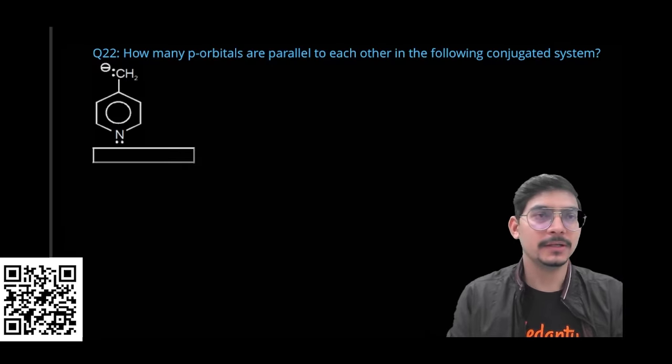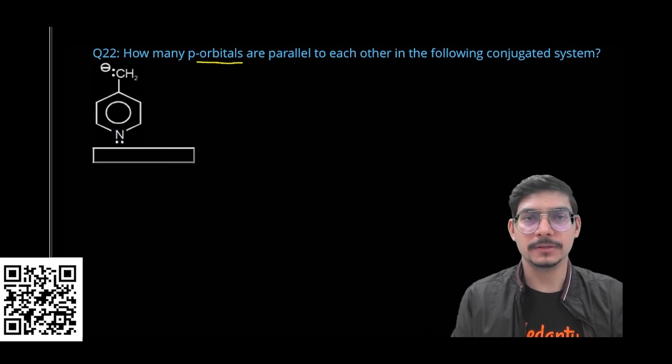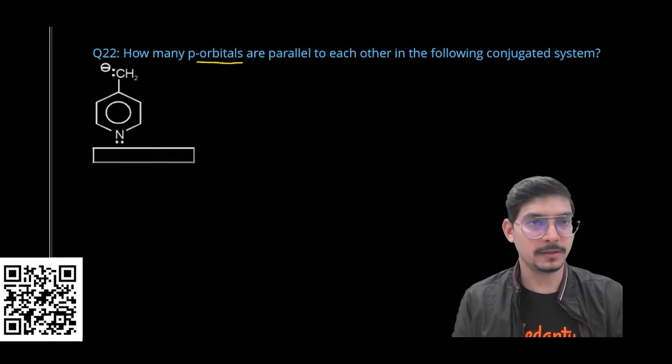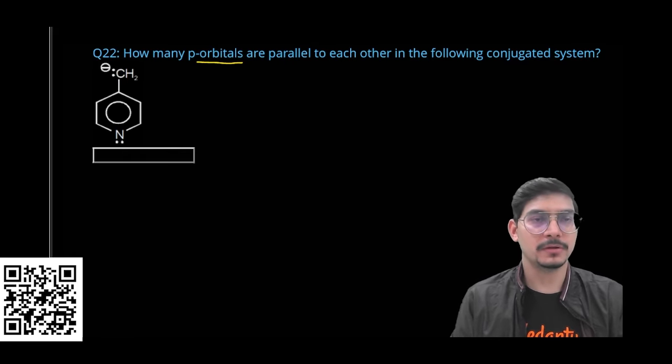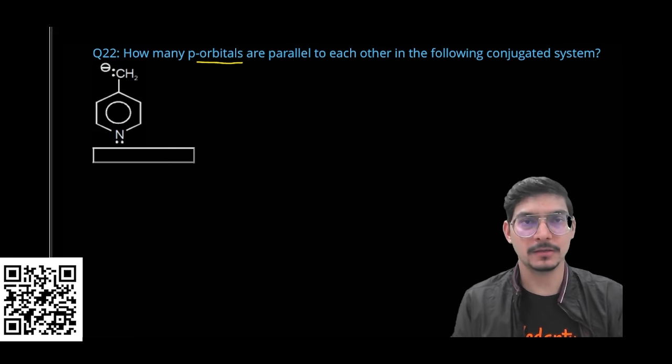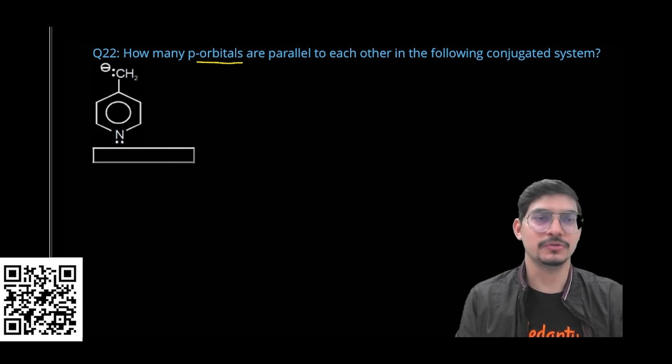Hi everyone. In this question, we have to find out how many p orbitals are parallel to each other in the following conjugated system. So we are given an anion and we have to find out how many p orbitals are parallel. So we are basically looking for the number of p orbitals that are in resonance, and only those p orbitals that are parallel or nearly parallel to each other are in conjugation with each other.